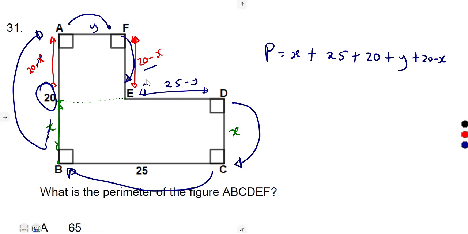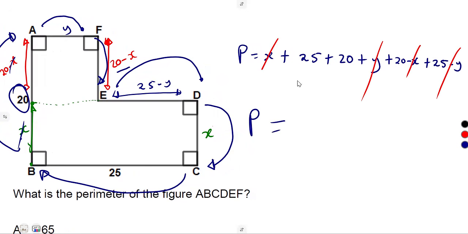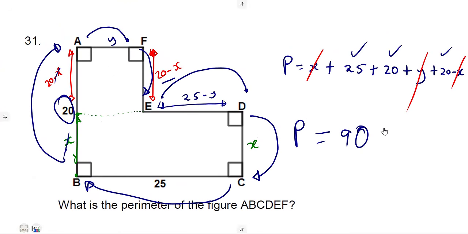Then we have the remaining part from E to D. You add everything that you see there. From E to D it's 25 minus Y. As we can see, the X and the minus X cancel, and the Y and the minus Y cancel. So at the end, your perimeter is the sum of the given numbers, which adds up to 90. It is 90 units, as we are not given the units to say centimeters or what. So it is going to be 90 units, just like that.